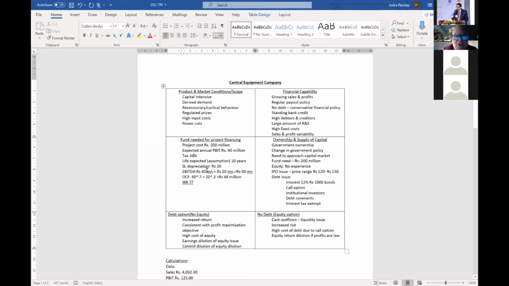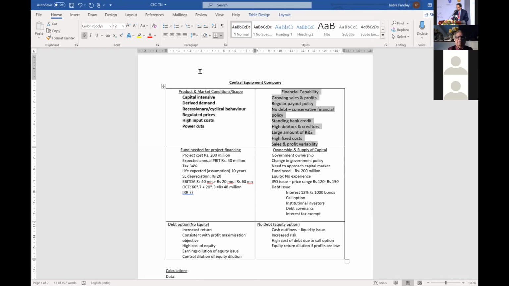You see, you say that, look, our calculations are showing that the operating leverage is supported by the qualitative assessment. Okay, because it's capital intensive, derived demand, recessionary conditions, regulated prices, high input cost, and power cuts. So these problems will magnify this company's risk. And similarly, in case of financial, you will talk about these things, okay? And you say some are favorable, some are unfavorable. Overall, this company is doing quite well.